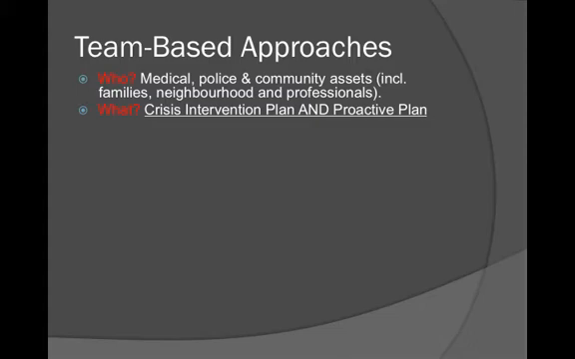What are we working towards? Well, we're really working towards doing two things. One of them is developing a crisis intervention plan, and the other is a proactive plan. A crisis intervention plan simply means that we are going to plan ahead for the next time an individual is in crisis. Some of the things that we want to think about in that plan are how can we specifically support that person in the midst of a crisis.